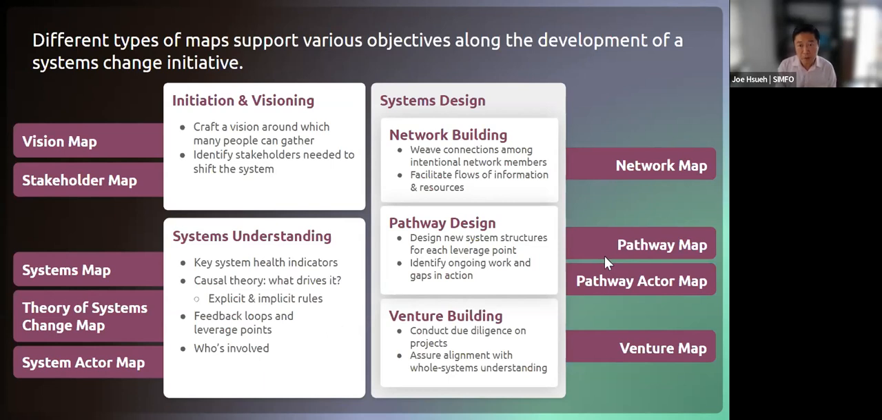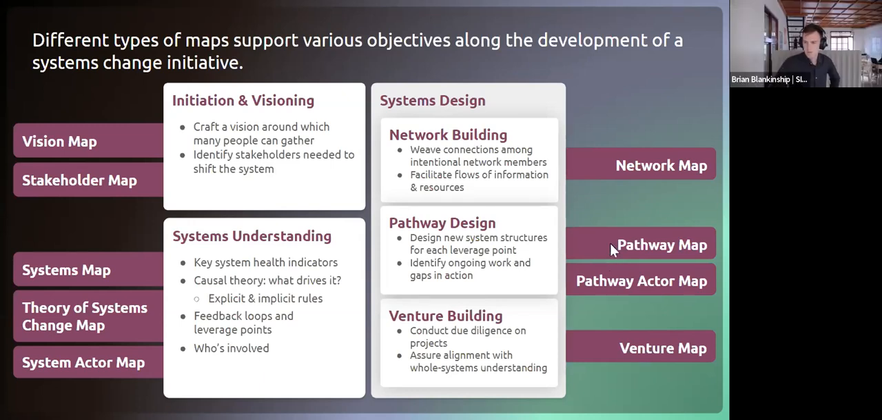Later on, Brian will share a case where we identified seaweed farming as a high leverage point for sequestering carbon in the blue carbon space. And we did a pathway map just to map out how to actually increase more seaweed farming, as an example of a pathway map.